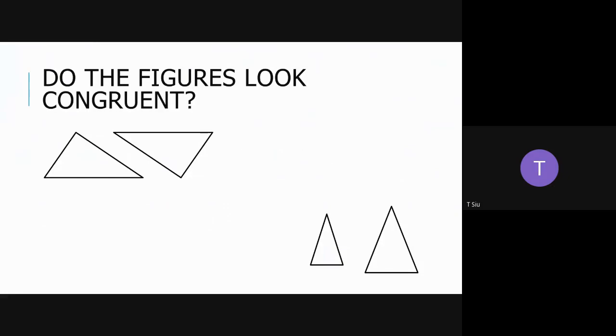Based on appearance, we're going to look at these 2 diagrams. I have 2 triangles on the upper left, and 2 triangles on the lower right. We're going to decide if these 2 triangles are congruent. The first set of triangles in the upper left corner are congruent, while the 2 on the lower right are not congruent. They are not the same size.